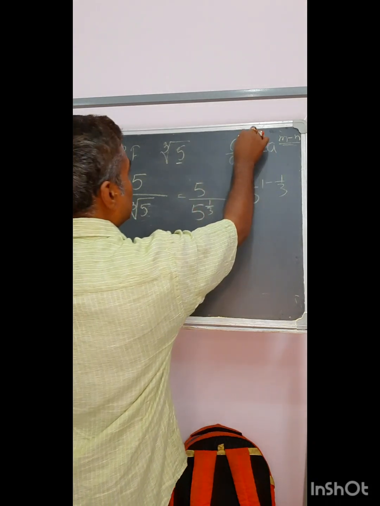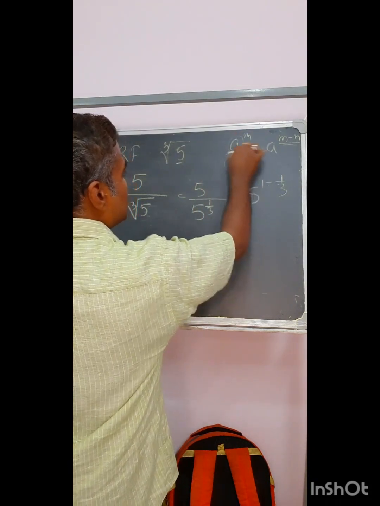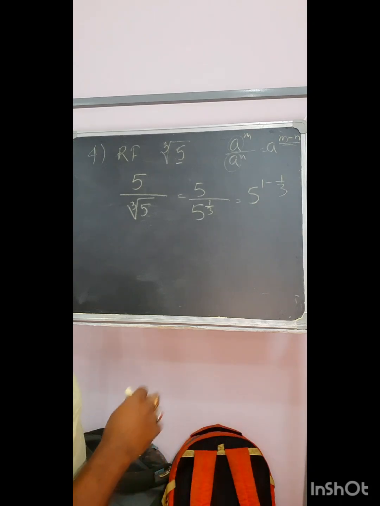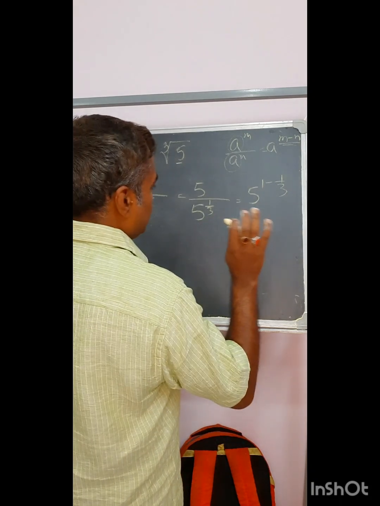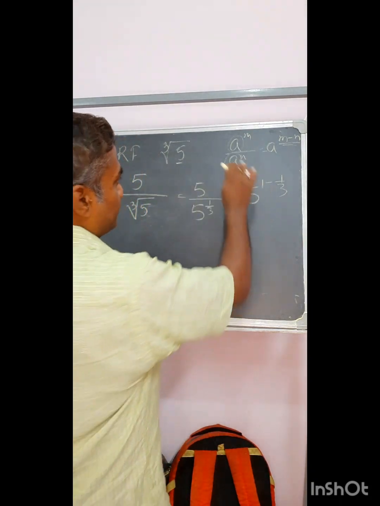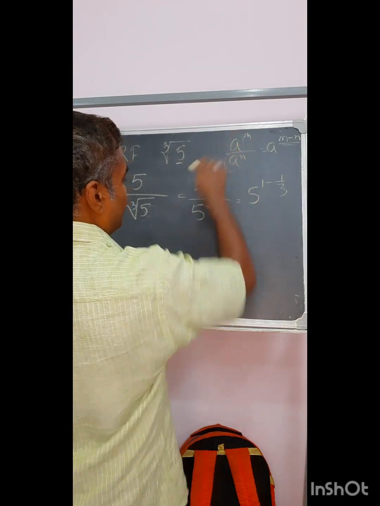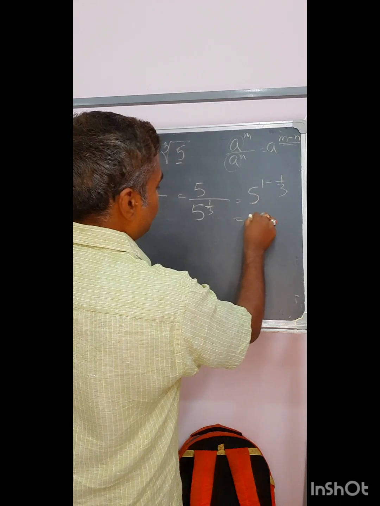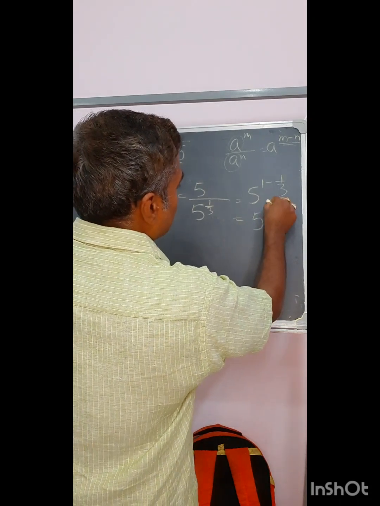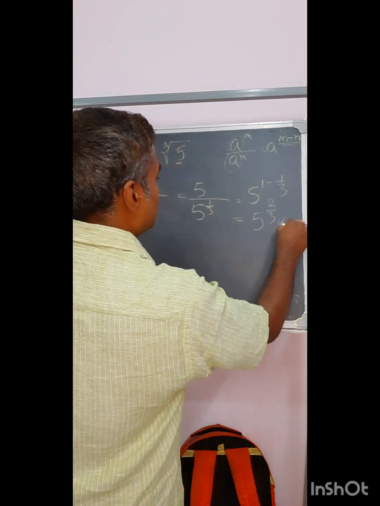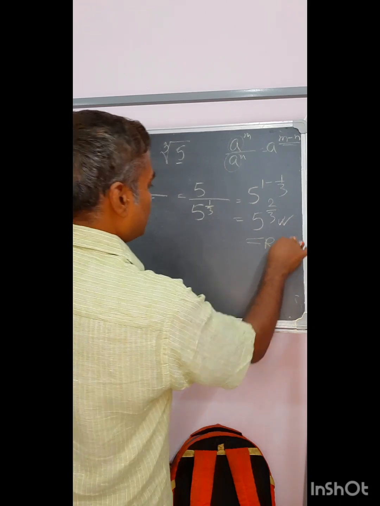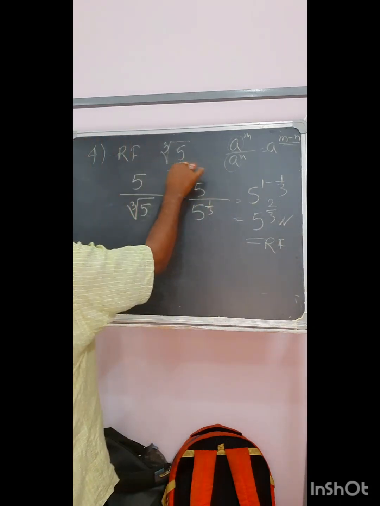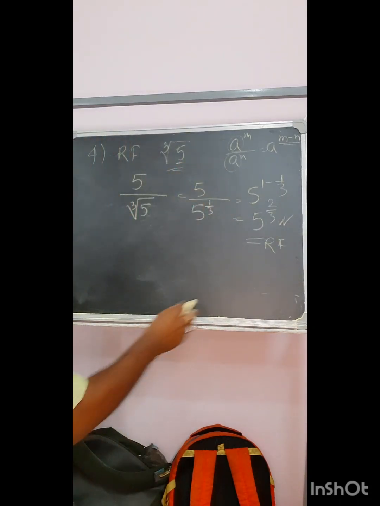But you remember, the bases have to be the same. It should not be a different one, otherwise it will not work like that. So 5 to the power 2 by 3 will be the rationalizing factor for this. Okay, so this is your fourth problem.